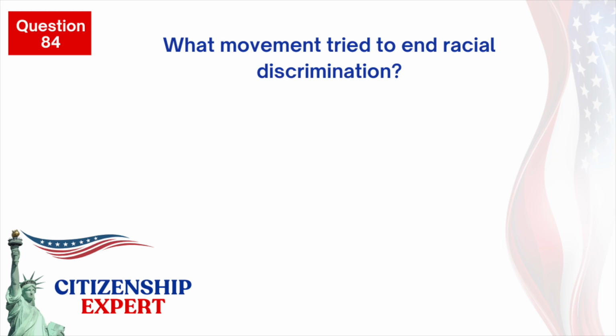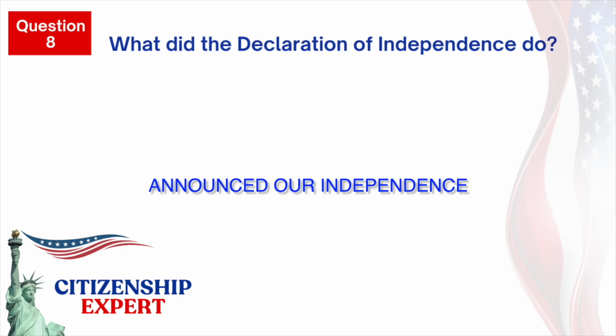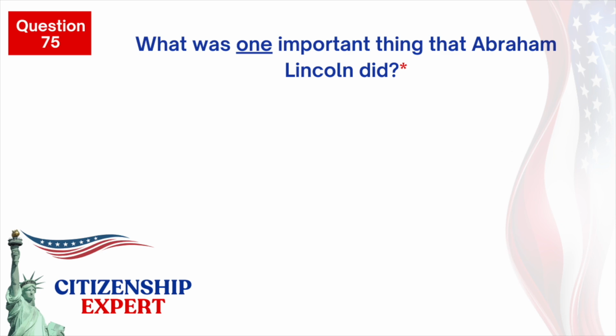What movement tried to end racial discrimination? Civil rights movement. What did the Declaration of Independence do? Announced our independence from Great Britain. What was one important thing that Abraham Lincoln did? Freed the slaves.